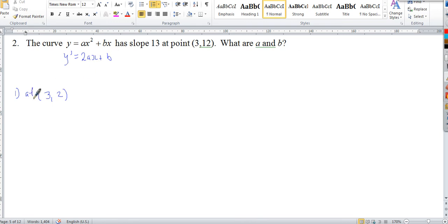I'm going to use 2 bits of information. Firstly, at the point (3, 12), I know that the slope is 13. So this translates to the following. I'm going to substitute 3 and 12 in this information, and the slope given by that function must be equal to 13 at that place. So simply substitute 3 in here.